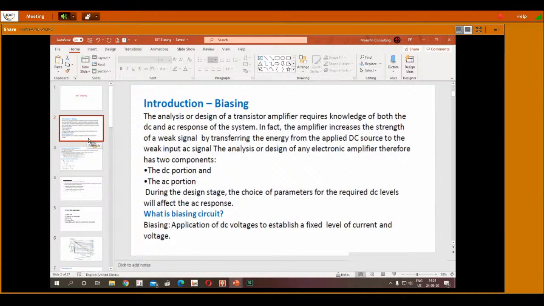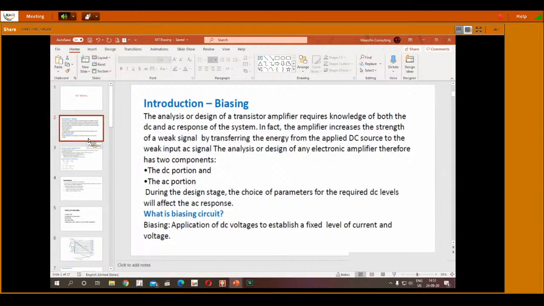Why do we need to analyze the AC characteristics? In order to get a faithful amplification of a given analog signal, without distortion, at the output of your transistor, we have to bias this circuit, and we have to analyze the DC as well as the AC characteristics.